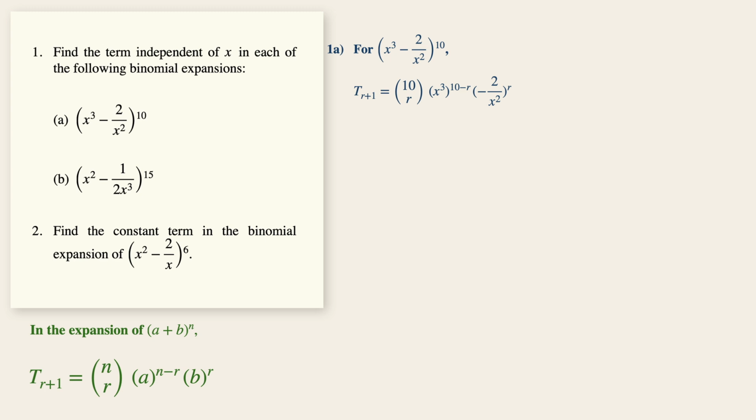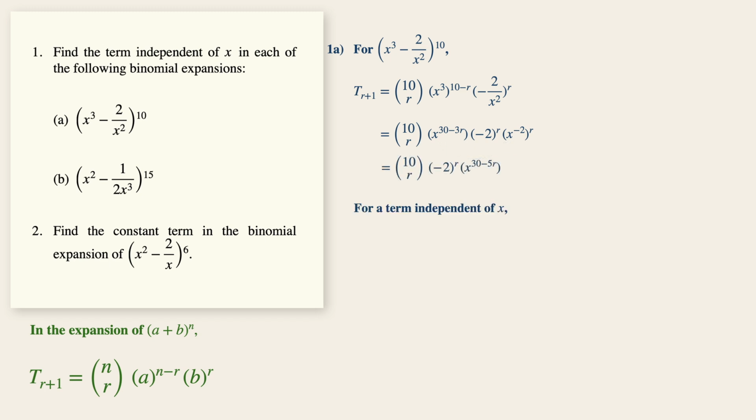Expand the expression by removing all the fractions. We will then have x^(30 - 3r), followed by (-2)^r, and since x squared is at the denominator, we're going to convert it to a linear form of power -2r. Now the idea here is to then group all the terms of x together using the laws of indices.